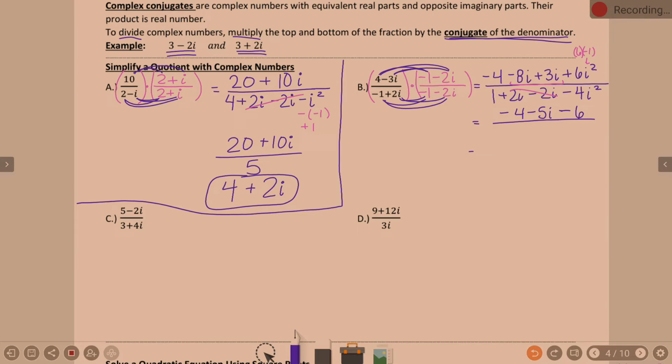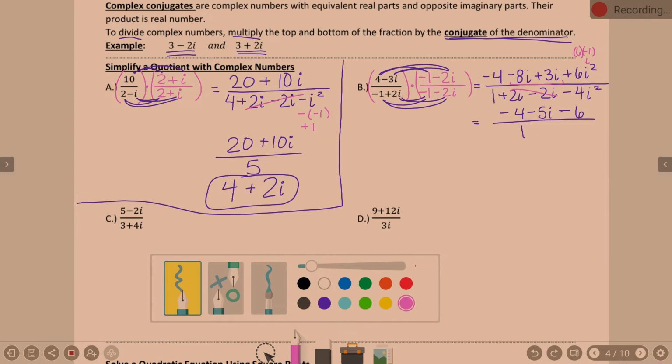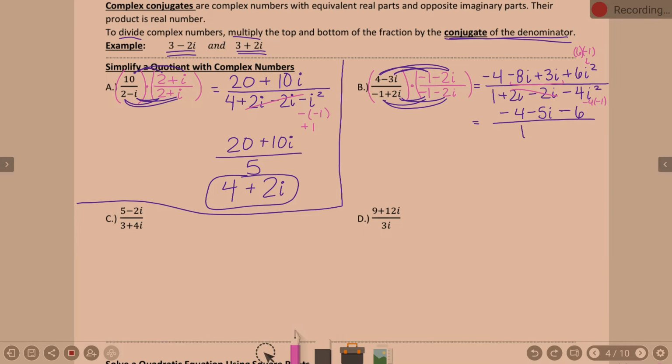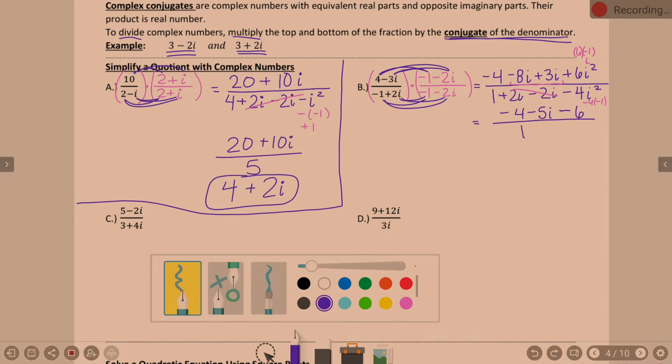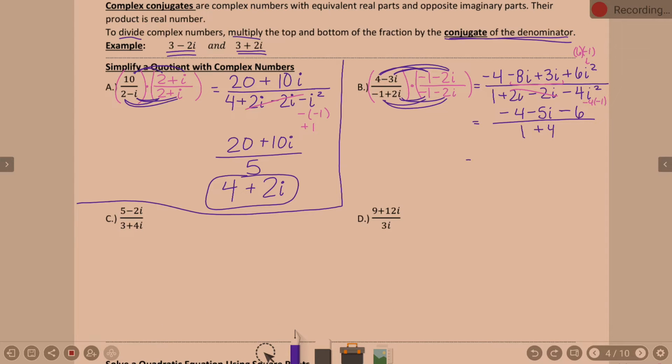Okay, let me go ahead and do the denominator. What do we know of the denominator? There's a 1. What about -4i squared? It's going to be -4 times -1, which makes it plus 4. Now, clean up. On top, what do I have? -4 goes with -6, which is -10.